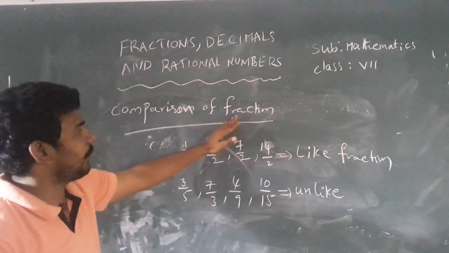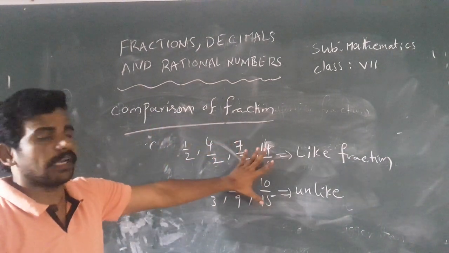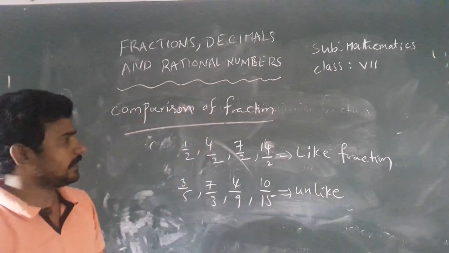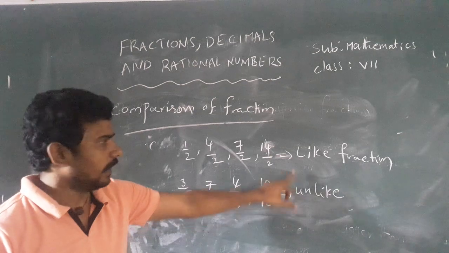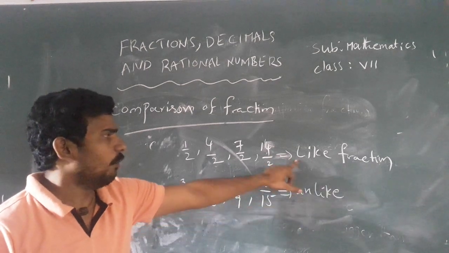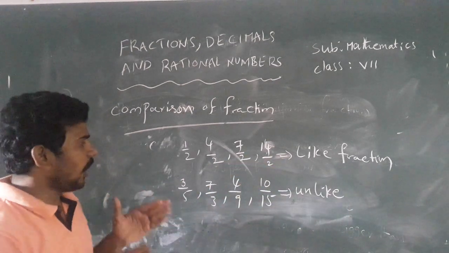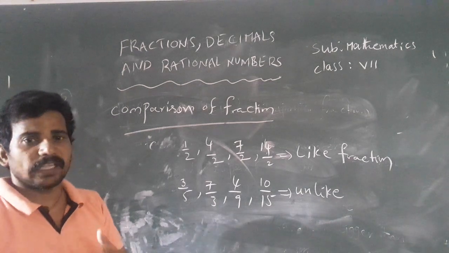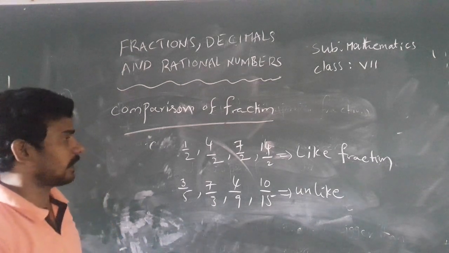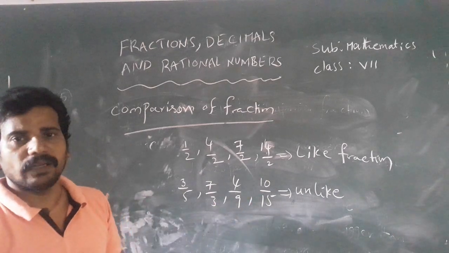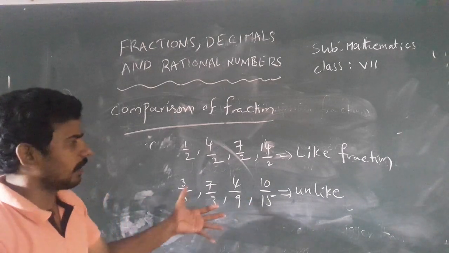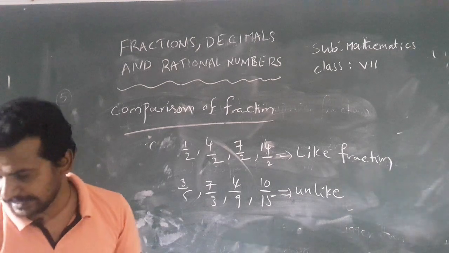So comparison of fractions, how many types, children? Two types: like fractions and unlike fractions. Like fractions: the denominators are the same. Unlike fractions: the denominators are not the same.